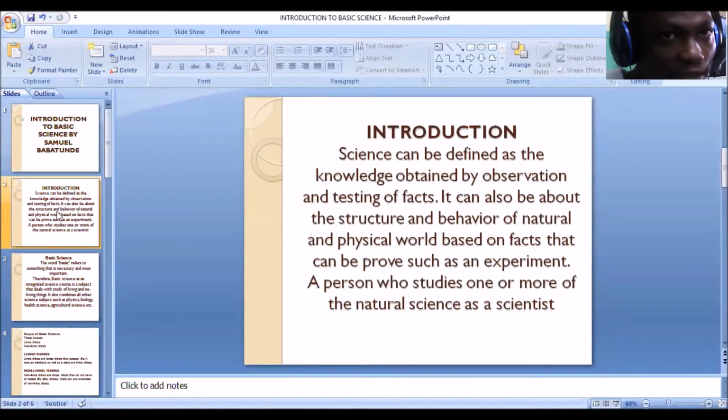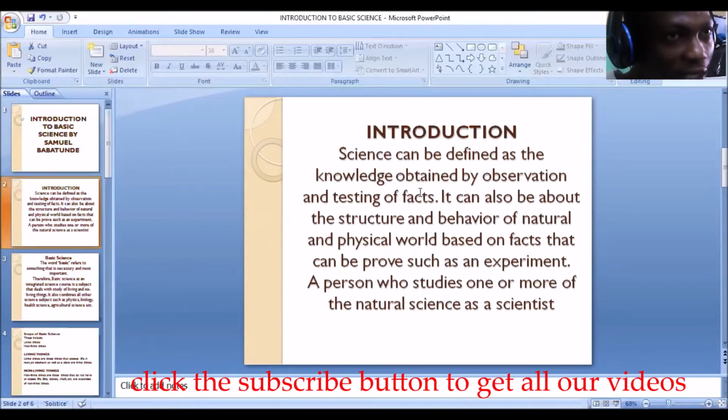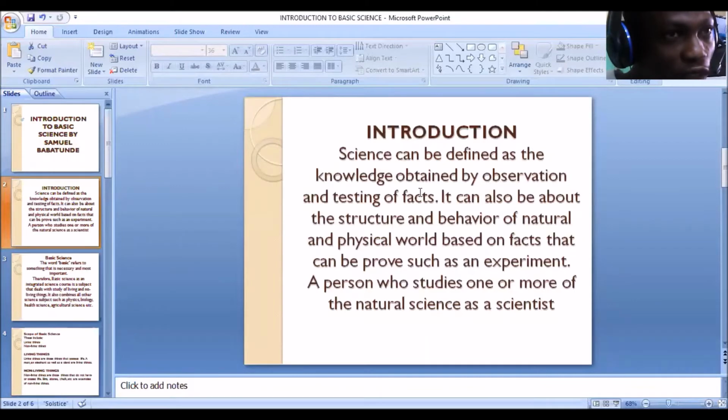Now, science can be defined as the knowledge obtained by observation and testing of facts. Listen again. Science can be defined as the knowledge obtained by observation and testing of facts. I want you to understand that by observing things, let me give you an instance: you put a paper, or a cloth, or rubber in water, and the rubber itself floats.